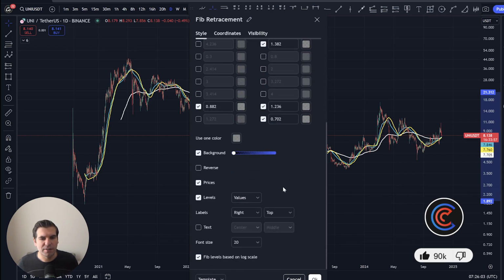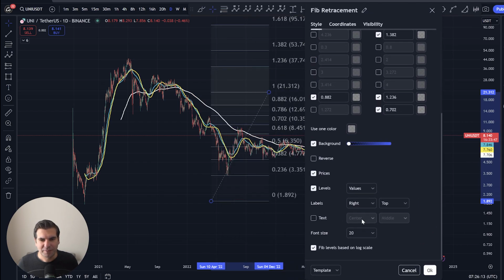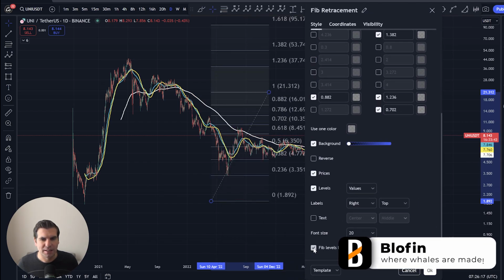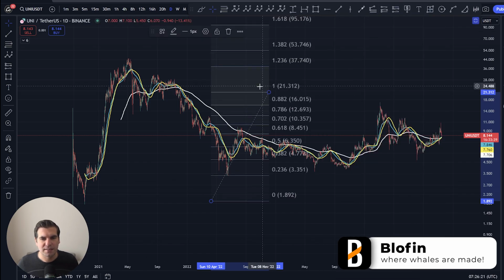The other important thing on the settings that I'm just going to point out is that fib levels are based on a log scale. This is important because my chart is in logarithmic, therefore my fibs need to be in logarithmic. If I do not have this box ticked, you can see how the numbers change on the chart. Very important that we have it based on a log scale. So those are the settings, and that's the first tool.